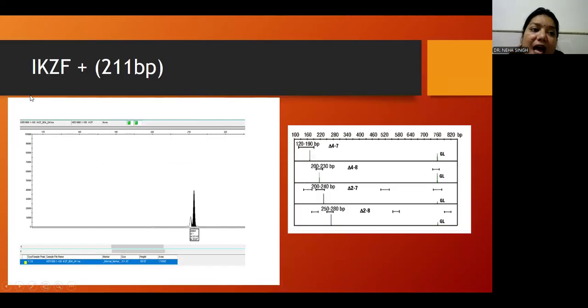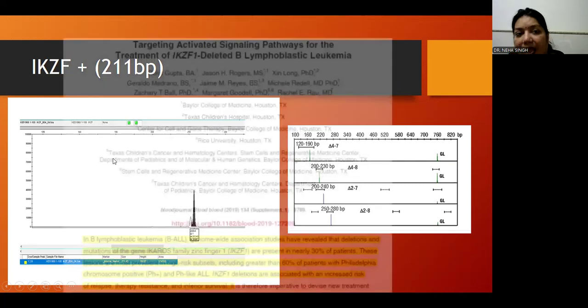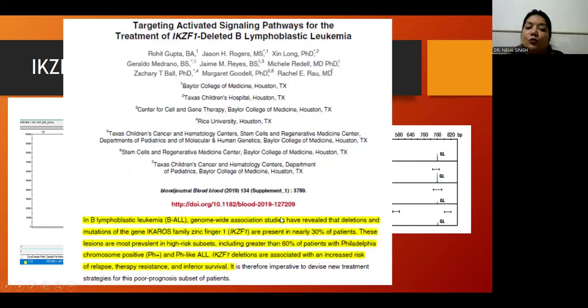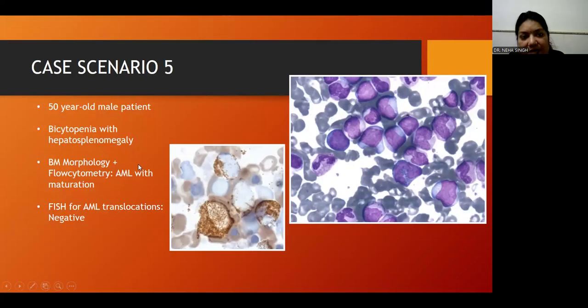So in this case, IKZF1 was also done, which came out to be positive. There is a 211 base pair band, which corresponds to deletion 4-8. And the significance of IKZF1 mutation is these are seen in 60% of patients with Ph positive or Ph-like ALL, such as this patient, and they're associated with increased risk of relapse, therapy resistance, and inferior survival. So this case needs to be followed up in the long run and seen how it is going to behave in terms of overall survival. It should behave poorly.